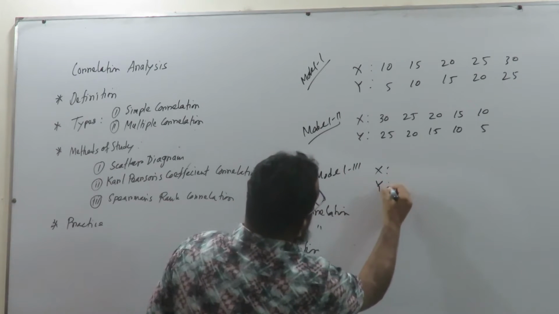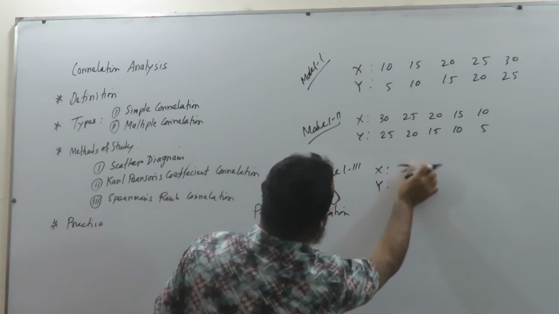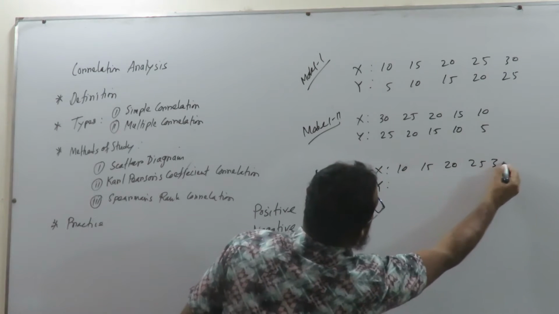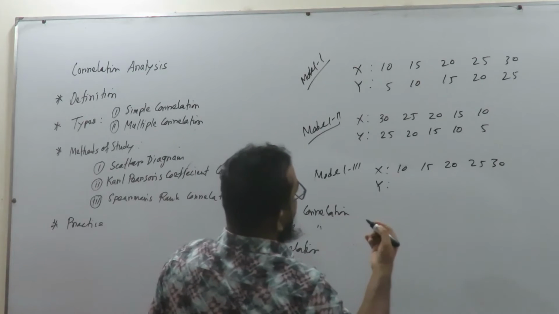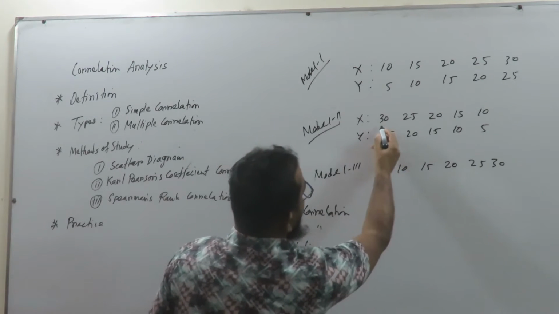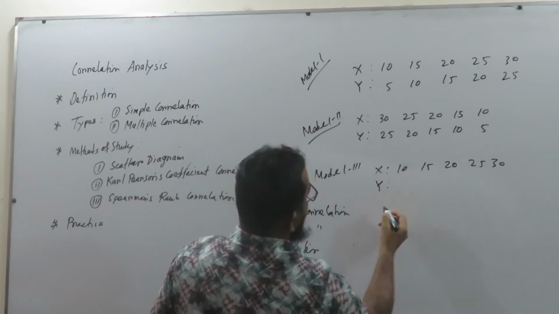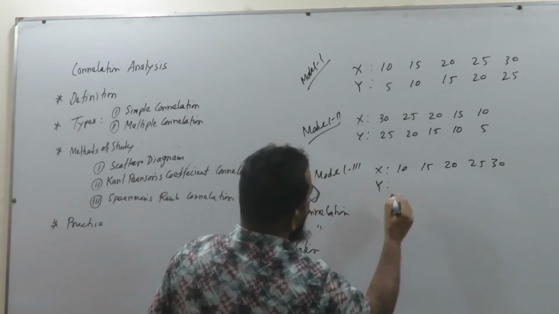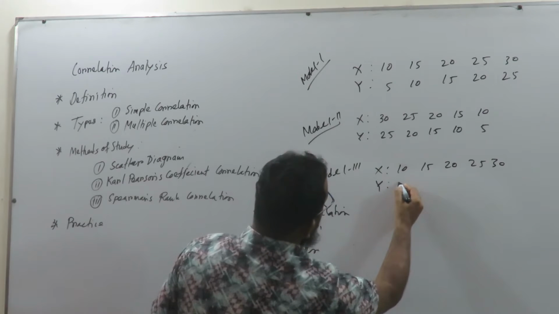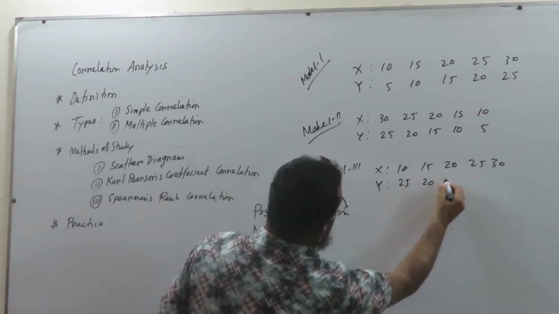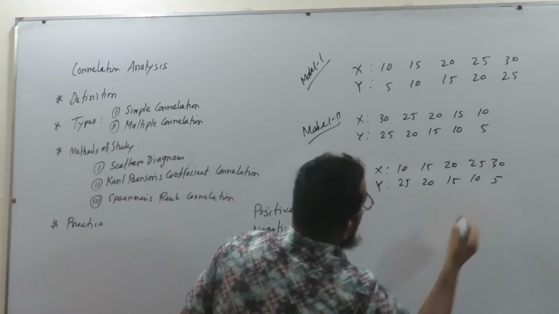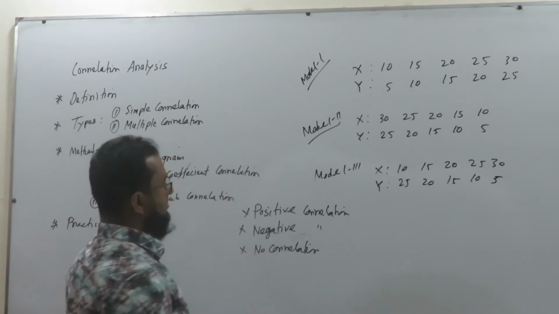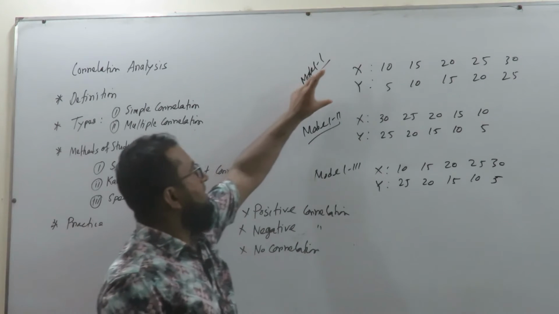But in model 3, x and y, for example, 10, 15, 20, 25, 30, one is decreasing. In model 3, this is an increasing situation, and on the other hand, this is a decreasing situation. Positive correlation, negative correlation and zero correlation.